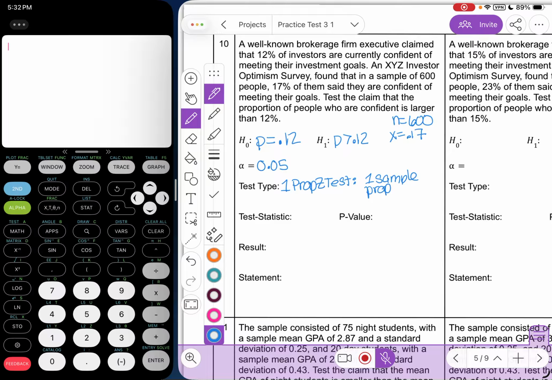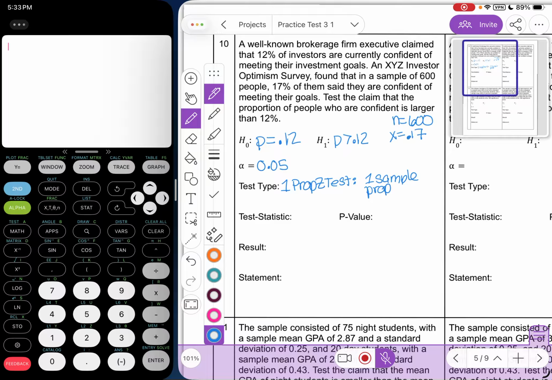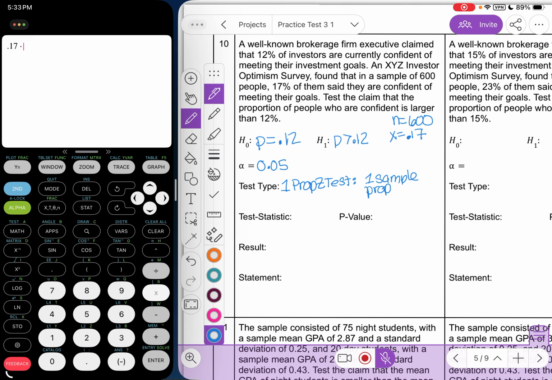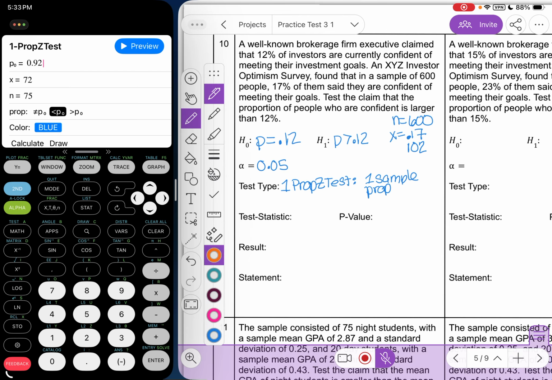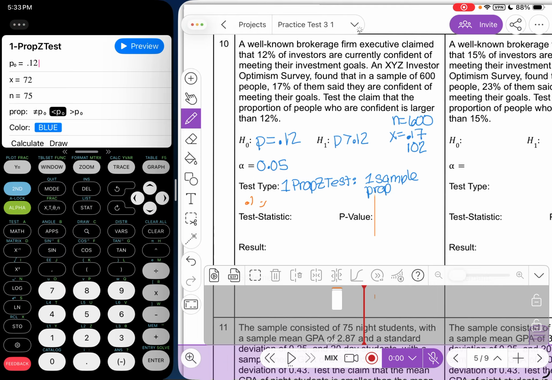And then it tells us, we ask 600 people, but it gives us a percent. So 17% of 600 is 102. So our X is going to be 102 people. So now let's do the test. 1 prop Z test. What does it ask? So it asks us what our P is, 0.12. Then it asks us what our X is. We just said that was 102. N is 600.